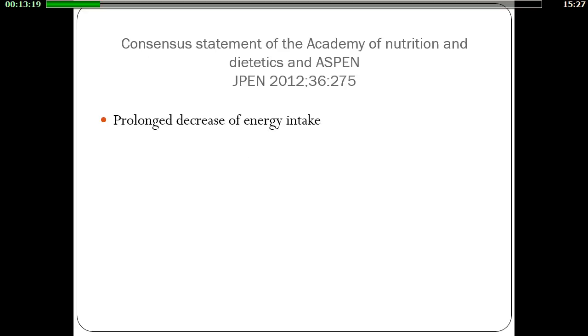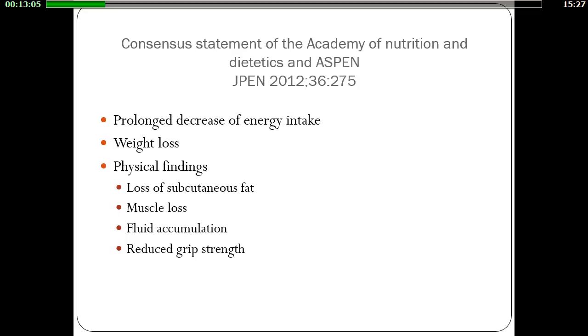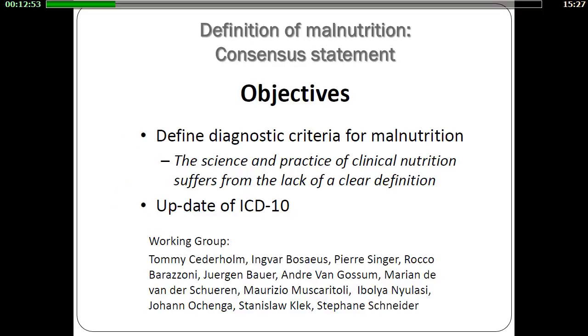In terms of a clinical definition, we can rely on this American definition, which defines malnutrition as a prolonged decrease of energy intake associated with weight loss and some physical findings, such as loss of subcutaneous mass, muscle loss, or fluid accumulation, or reduced muscular strength, reduced hand grip strength, in fact. The ESPEN wanted to refine and redefine the diagnostic criteria for malnutrition for the purpose of being an update in the ICD-10, the official classification of diseases.